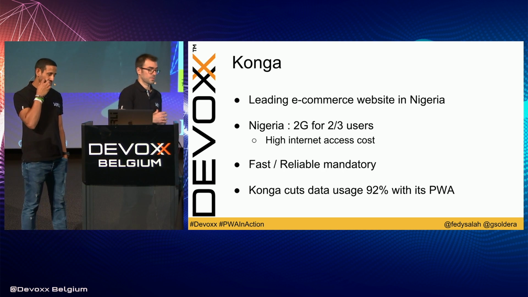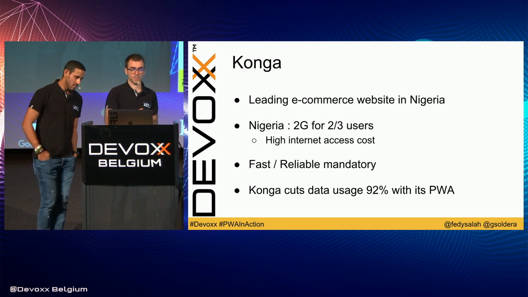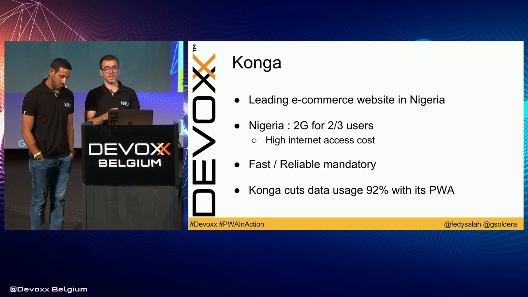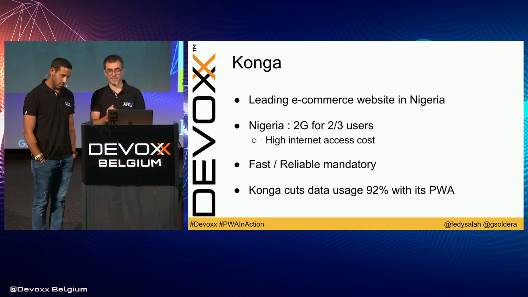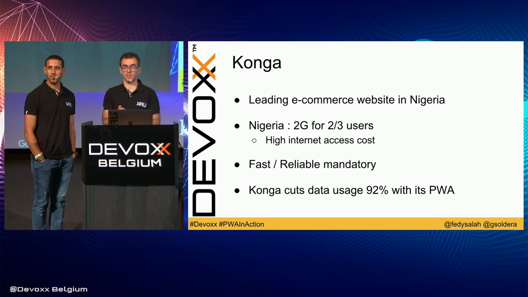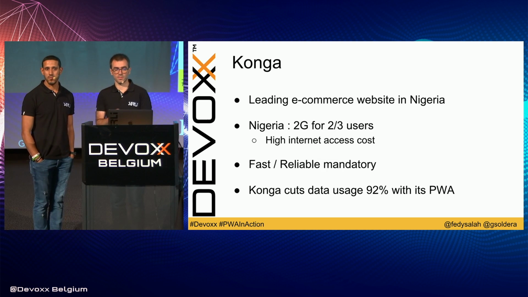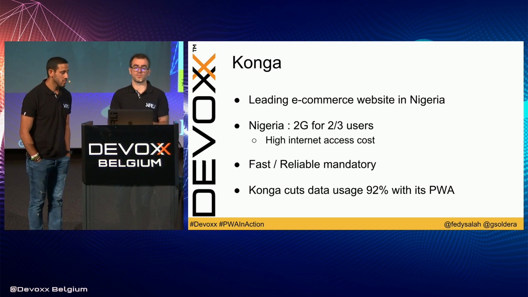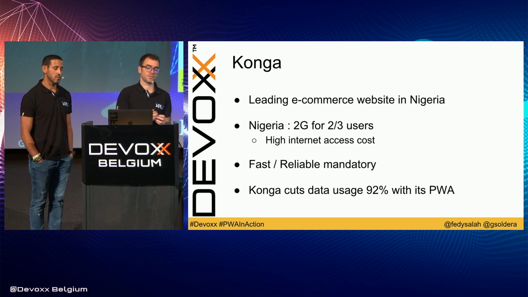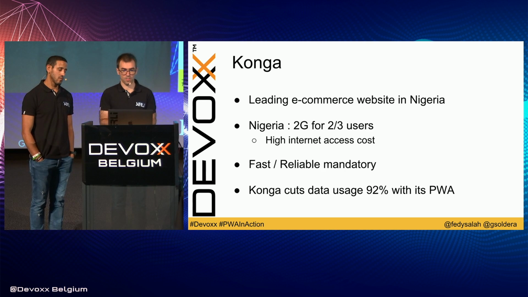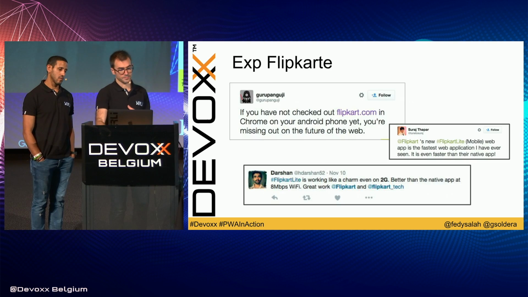There is an e-commerce website in Nigeria called Konga. In Nigeria, internet access is very expensive, and connection speed is not good. So many users are on 2G, and for Konga, fast and reliable are mandatory. With their PWA, their indicators are better too.